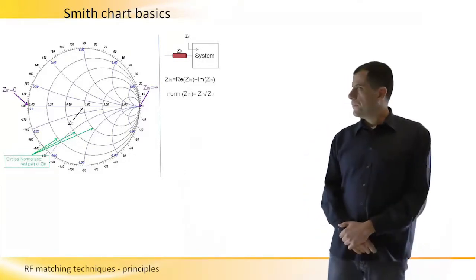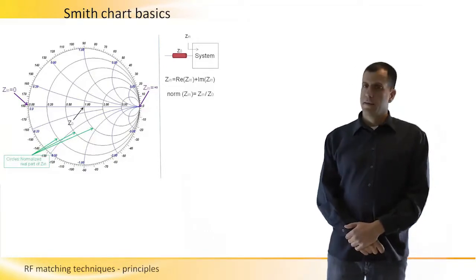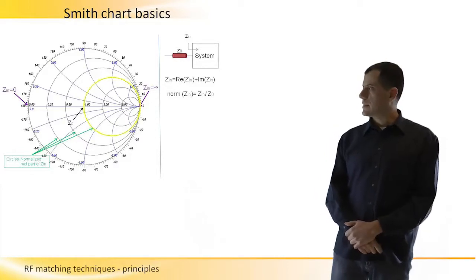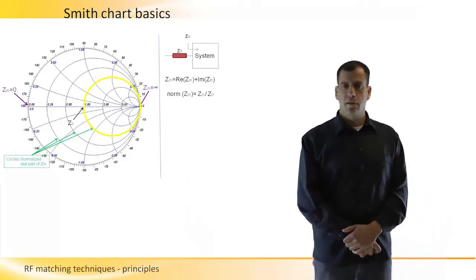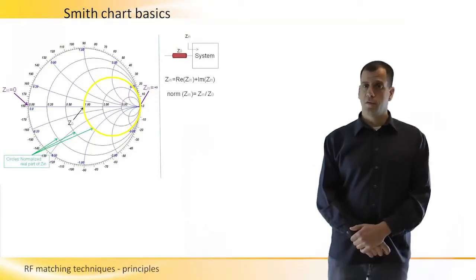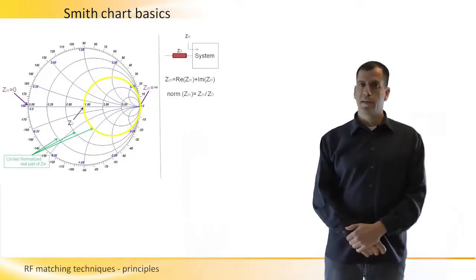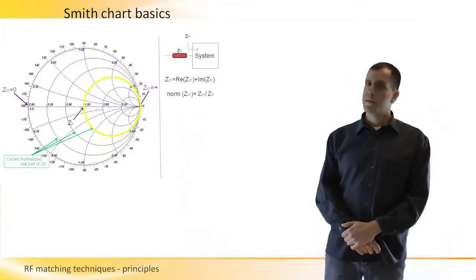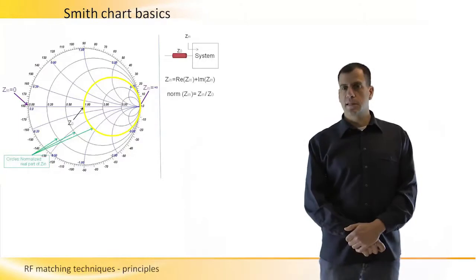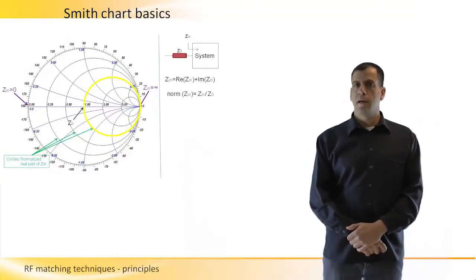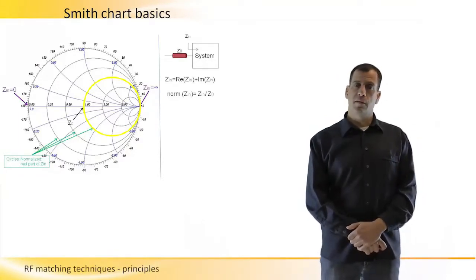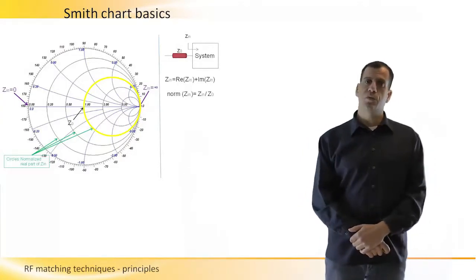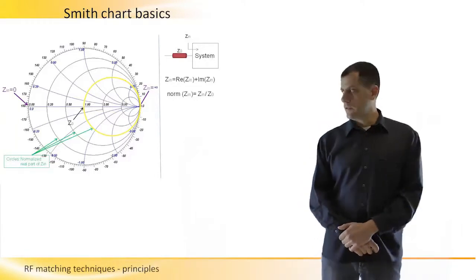As you can see, if we are on the left side, if the circles are greater than the circle that crosses the center of the Smith chart, then the real part of the impedance is lower than Z0. And if we are inside the circle that crosses the center of the Smith chart, then we have a real part of the impedance, which is actually the resistance, that is greater than Z0.